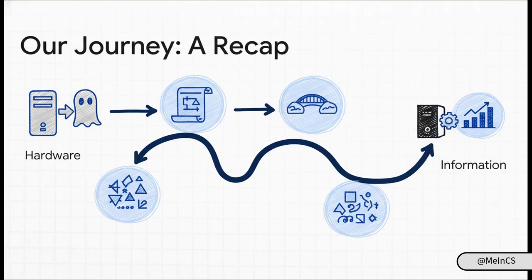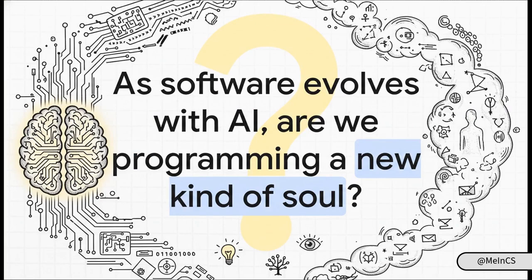So let's just recap our journey really quick. We started with the physical hardware, the body. We gave it a purpose with software, the soul. The blueprint for that soul's logic is an algorithm, which is then translated into a language the body understands. And finally, that software works its magic on raw data, turning it into valuable information. This whole process, from silicon to soul, has completely defined our modern world. And it leaves us with a pretty fascinating question to chew on. As software evolves with AI, which can learn and adapt on its own, are we no longer just writing instructions? Are we, in fact, programming a fundamentally new kind of soul?